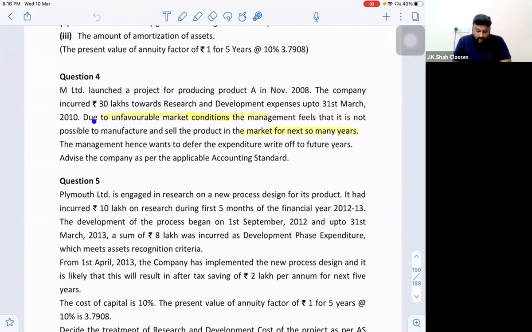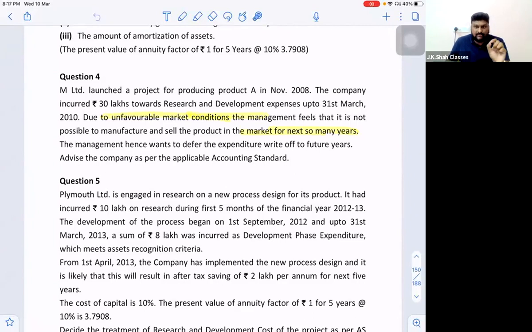Due to unfavorable market conditions, the management feels that it is not possible to manufacture and sell the product in the market for the next so many years. The management wants to defer the expenditure. Defer means show it as an asset in the balance sheet and write it off in the future years. Advise the company as per the applicable standard. Can the company do this?